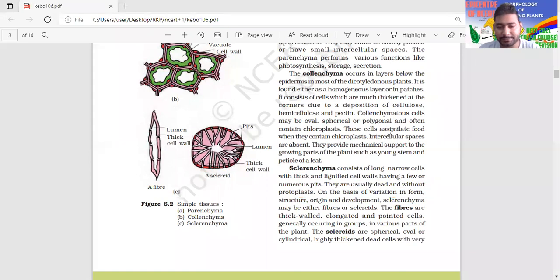Now we are talking about the fibers. The fibers are thick-walled, elongated, and pointed cells, generally occurring in groups. If you look at the structure, with both ends pointed, and you have seen such structures everywhere, can you tell the name of this shape?